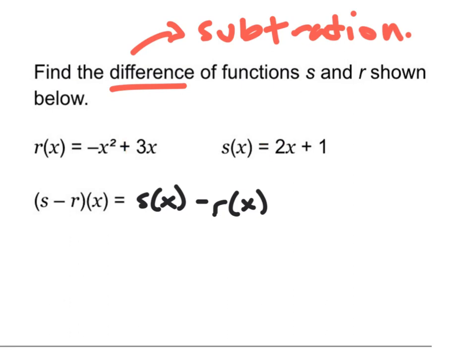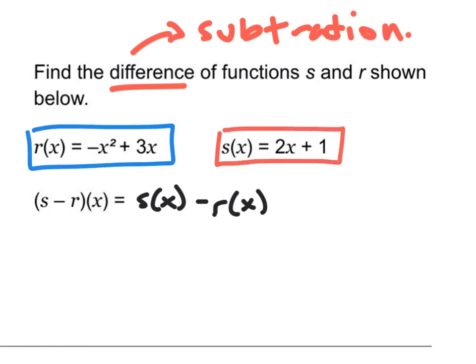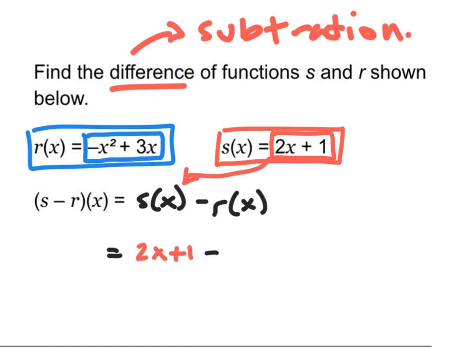Now, it's important, though, because here's my function s of x, and here's r of x. I'm going to plug this whole thing, 2x plus 1, in down here. So as a result, we're going to get the quantity 2x plus 1. That's what the function s of x is, 2x plus 1. Then I'm going to subtract the function r of x. Now, r of x is this whole function, negative x squared plus 3x.